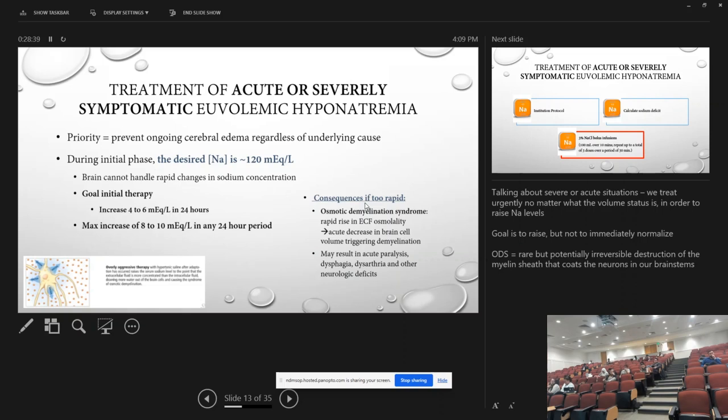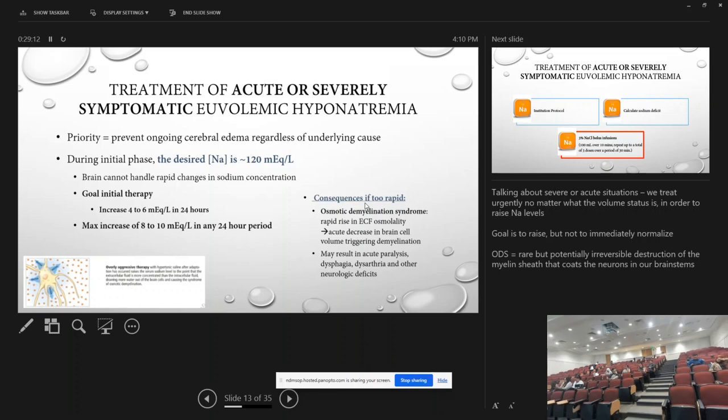So treatment of acute or severely symptomatic euvolemic hyponatremia, the priority is to prevent ongoing cerebral edema. So we talked about, I showed you the slide with the brains and the cerebral edema there. You want to prevent that. So generally, what your goal is going to be is in the 120s. It's a soft goal, but you're not going to push it much higher than 120. You're certainly not going to normalize a patient's sodium level.